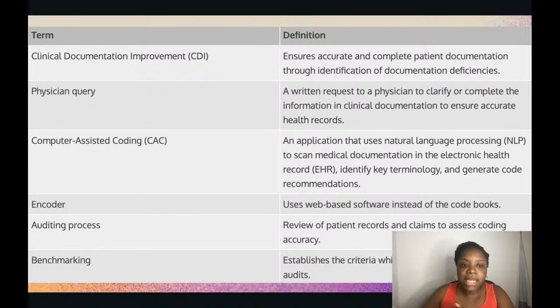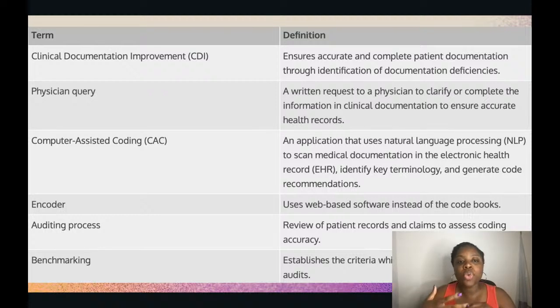So the next term that I want to cover that relates to CDI is something that a medical facility, a hospital, should be doing at least twice a year. And that is something called an audit. Why are audits important to do?